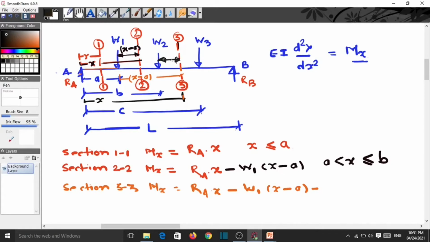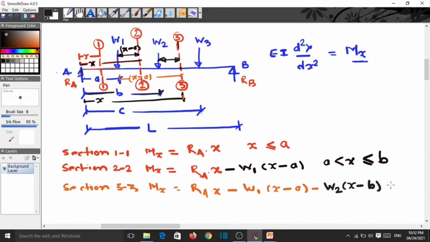So this distance is now the total X from A. Section 3 is X minus A, and the W2 is at B. This distance is B. So we want the remaining distance, that is X minus B. So W2 into X minus B.